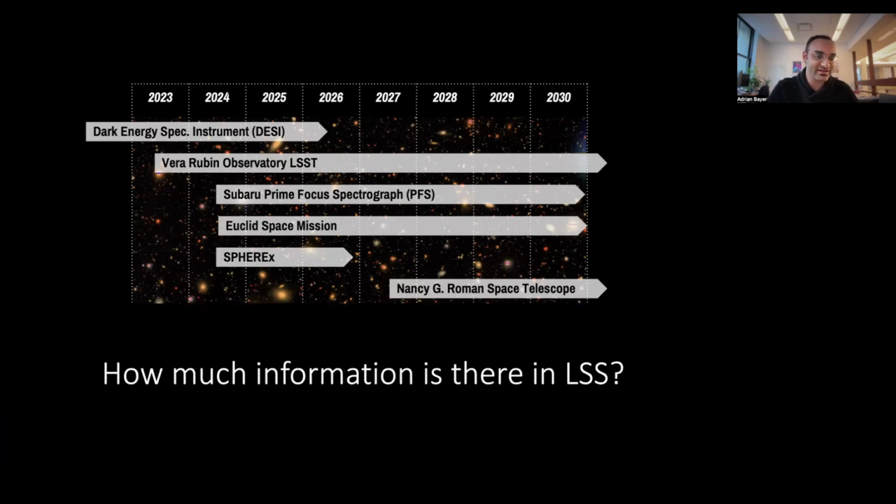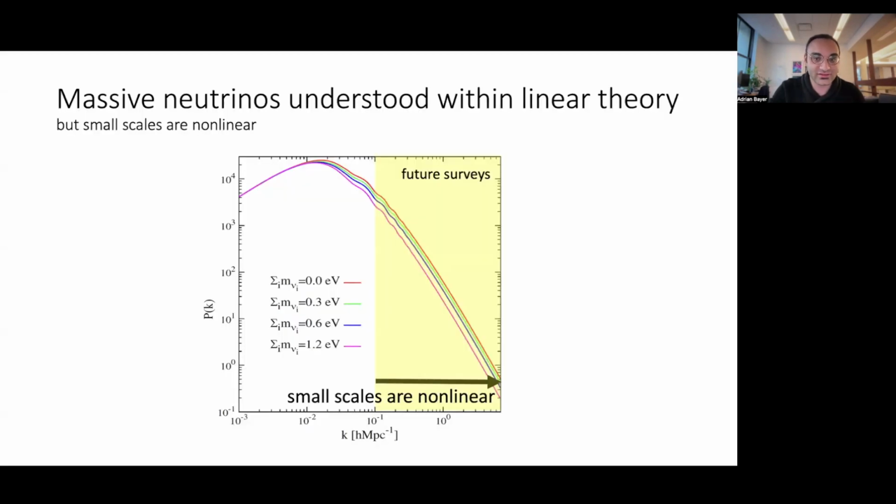How much information is there about neutrino mass in large-scale structure? Well, first of all, let's look at linear theory. Linear theory is well understood in terms of the power spectrum. And you can see in this plot, the power spectrum as a function of k, that as you increase the neutrino mass from 0 to 0.3 to 0.6 to 1.2, there's this suppression of power on small scales.